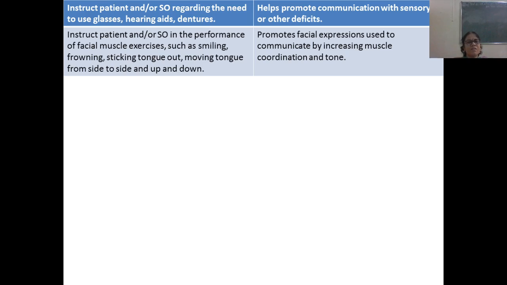Instruct patient or significant others in the performance of facial muscle exercises such as smiling, frowning, sticking tongue out, moving tongue from side to side, up and down. Promotes facial expressions used to communicate by increasing muscle coordination and tone.